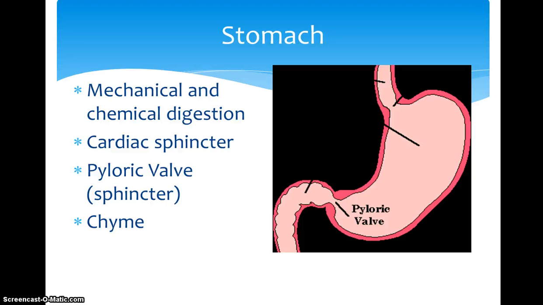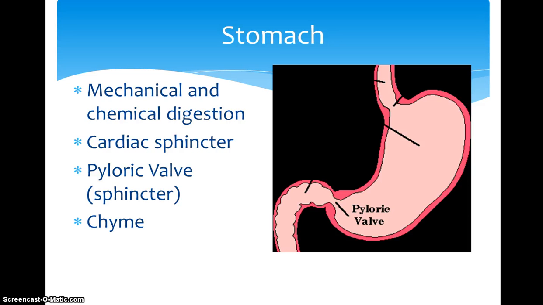The first of these is the cardiac sphincter, and it's the opening between your esophagus and your stomach. When it opens, it allows food to go from the esophagus into the stomach, and it closes to prevent that food and stomach acid from going back up into your esophagus. So in theory, it's a one-way door.